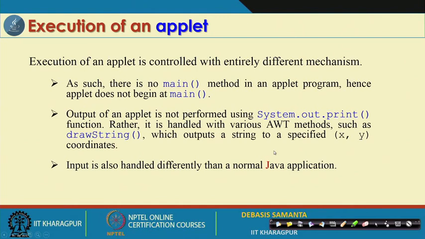Now, how the applet is executed. As we say, in case of an applet program there is no main method, or rather there is no main class as there is in a Java application. And again the output from an applet is also totally different. For example, in a Java application, in order to produce an output on the screen or in some file, we use System.out.print or println, but in case of an applet we need the drawString method, which basically draws something.